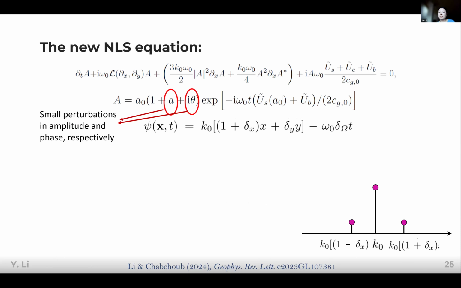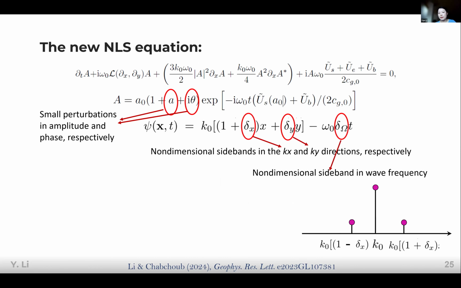And so now the setup is that we are assuming we have a carrier wave component with a small wave stiffness, and we are using small perturbations in both amplitude and phase. We're especially considering the perturbations using two sidebands, in the same direction as the wave propagation, and also in the direction orthogonal to the wave propagation. So the sidebands in the wave number, and we can also consider the sideband in wave frequency as well.